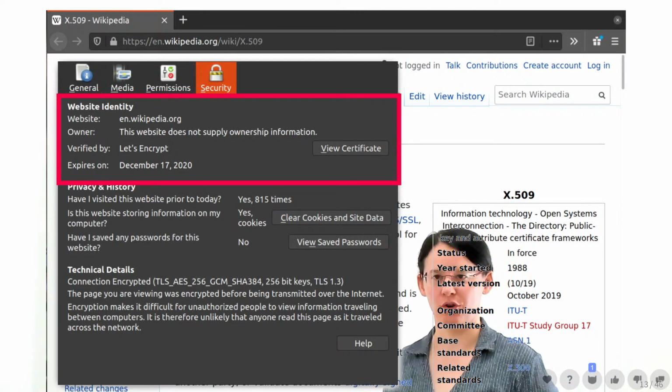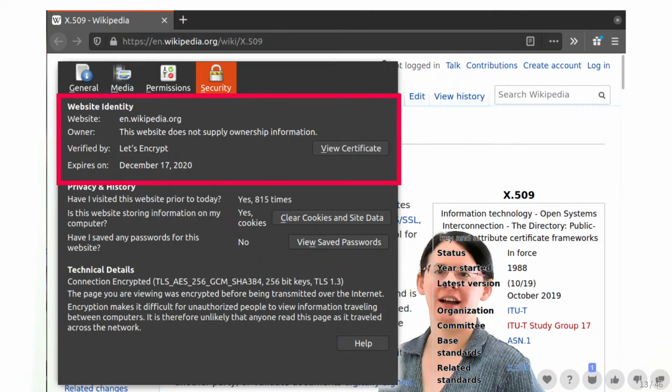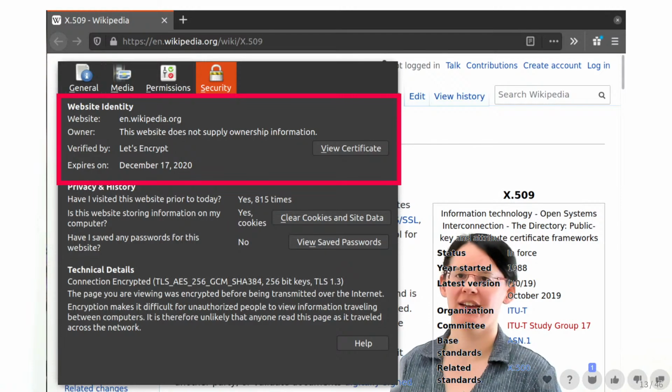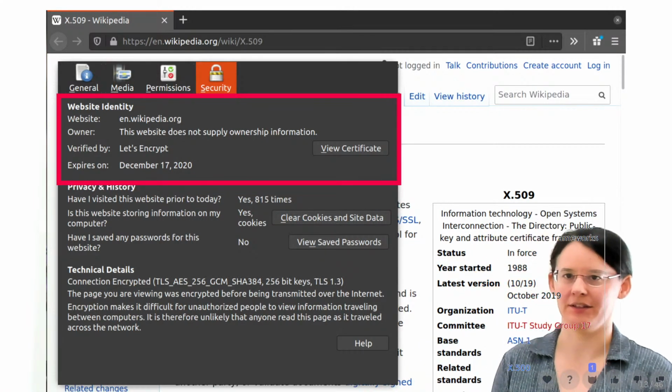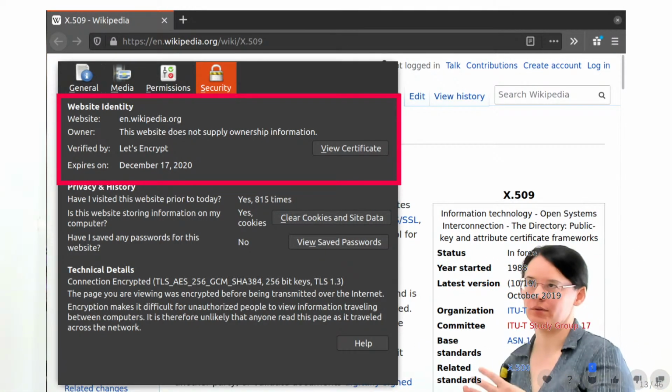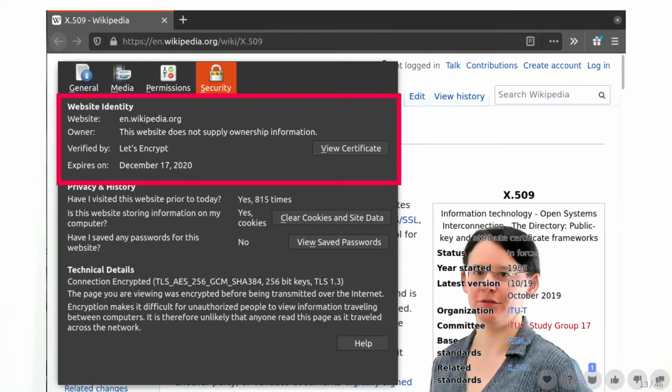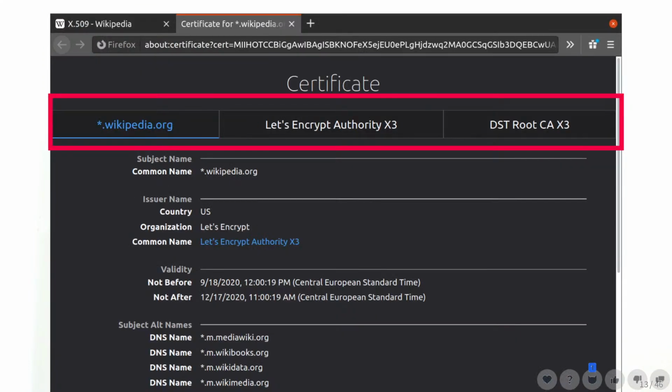So that was also in October, and you saw that at that time, last October, the certificate for Wikipedia was valid until mid-December last year. So that would be about 1.5 months forward. If you click on View Certificate, you get some more information.